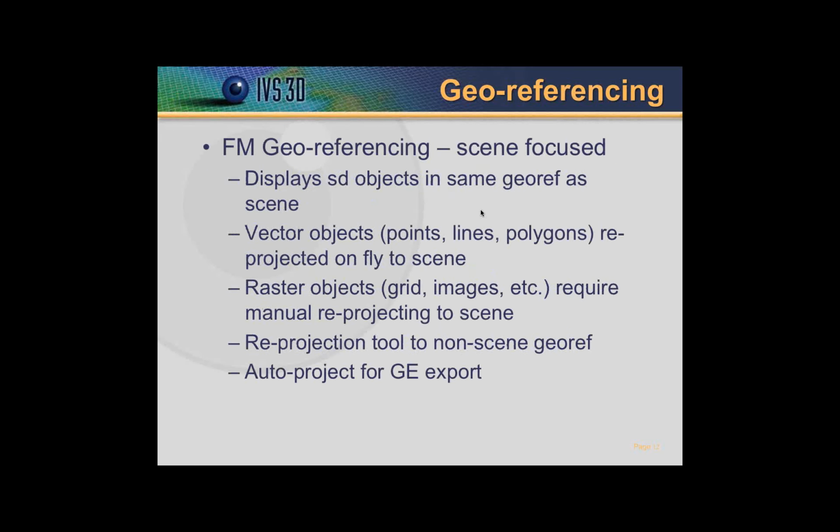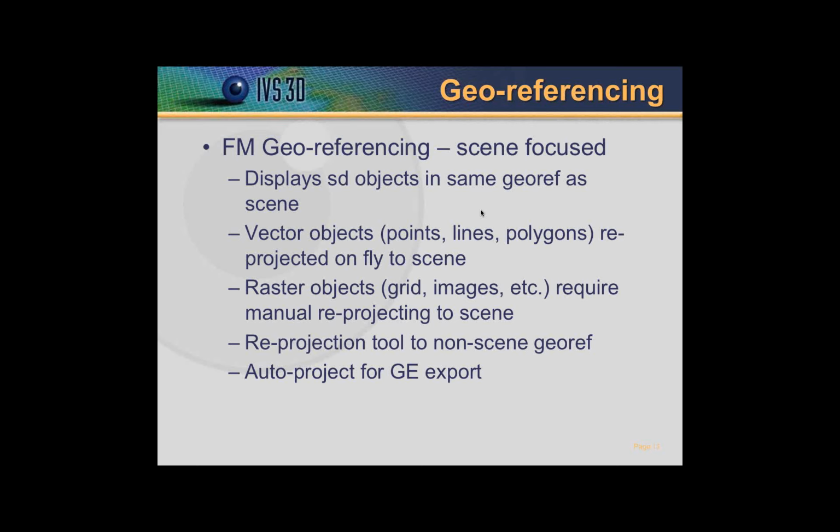Within the scene, that's a scene-focused georeferencing, and it's for display. On loading the first object into the scene, it will take that georeferencing from that object and keep it for the scene unless you change it. There's two things you just need to be aware of here. You can load objects into the scene that have different georeferencing from the scene. So if the scene is a UTM projected scene, you can load in WGS84 geographic data, but what happens to it will depend on the type of data.